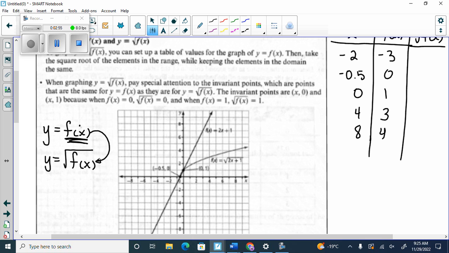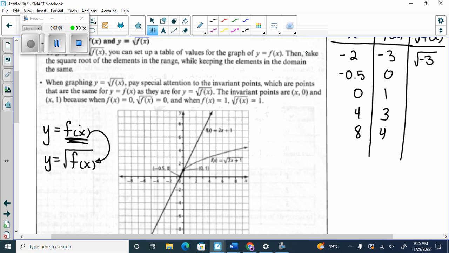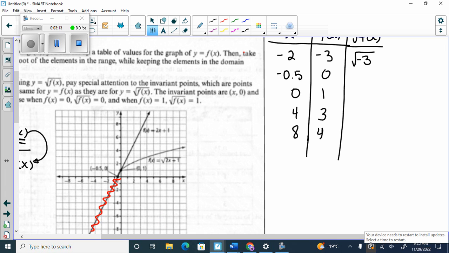So, what did we do? Okay, we went negative 2 or negative root 3. Well, my new y is going to be the square root of negative 3. Can I take a square root of a negative? No. So this whole entire part of the graph, which I'm going to change to a different color, doesn't exist on the root graph, does it? It went away, didn't it?